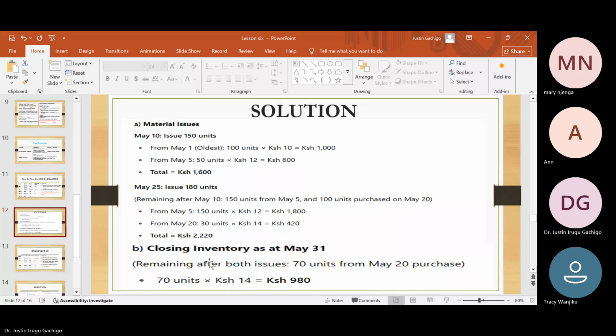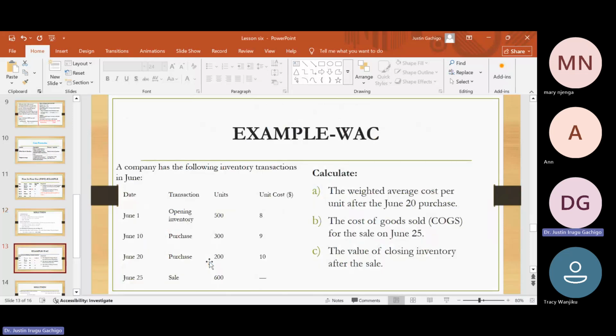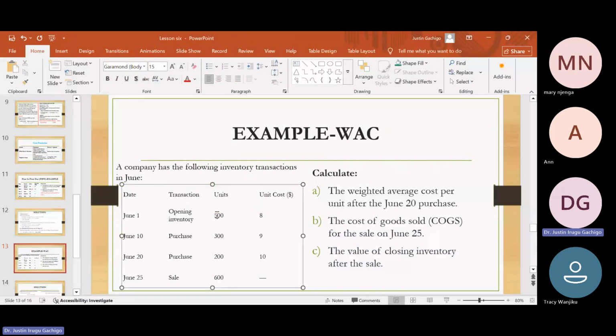So from this one, it's the same discussion that we have just discussed on how you need to work on that one. So now the last one is the weighted average. For the weighted average, you need to get the total. The formula for weighted average is that you get the total cost and divide by the total units. So first of all, you get the units. These are the units here.